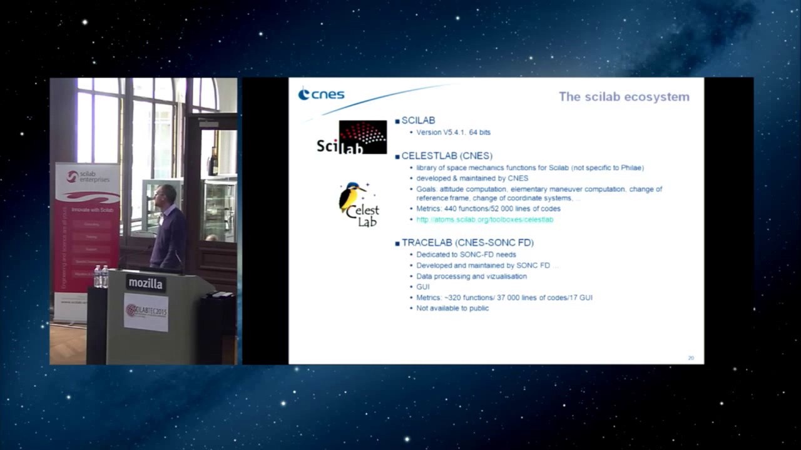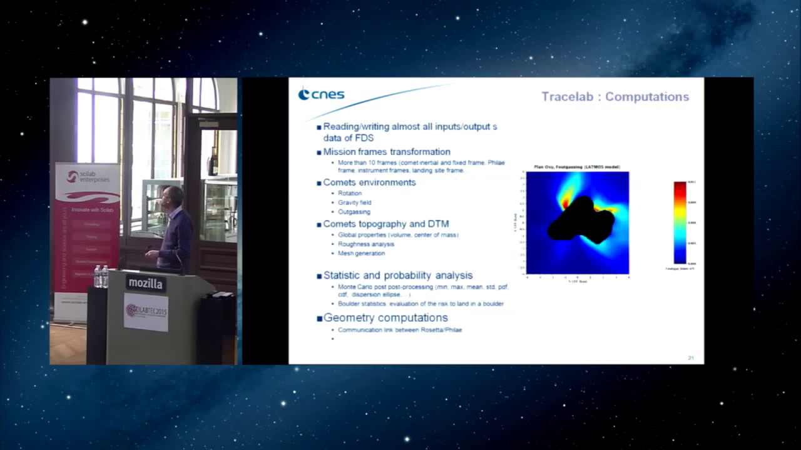We also have several graphical user interfaces to make the life of the operator a little easier, because when you are doing operations, it's quite nice to have some graphical user interface. So there are around 300 functions. It's not available to the public because it's too much related to our mission. So probably a lot of functions are not interesting for the community.